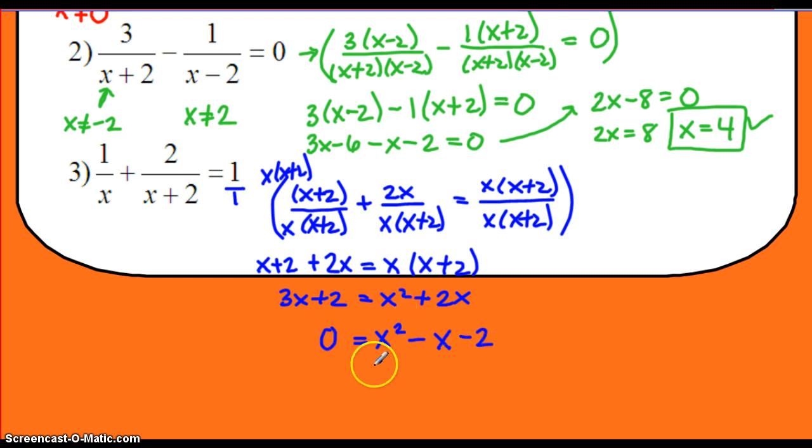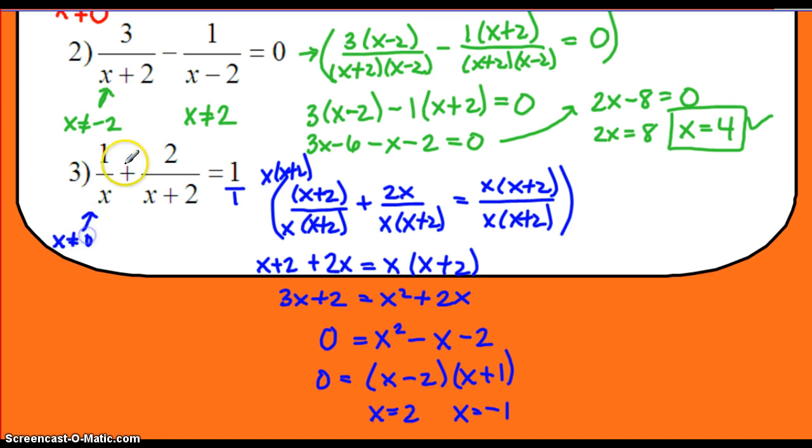And again, when I get a quadratic, I'm going to try to factor. So I'm going to get x minus 2 and x plus 1. So x could equal 2 and x could equal negative 1. And before I say my solutions, I want to check. So looking back at the original, x cannot be 0, because that would cause me to divide by 0, and x cannot be negative 2. So I'm going to plug those back in.